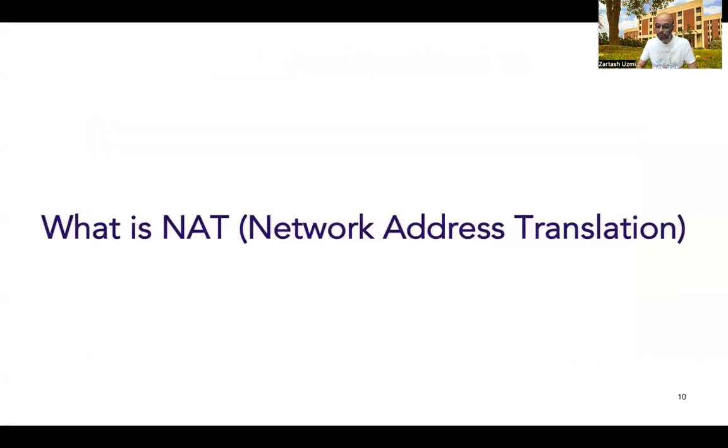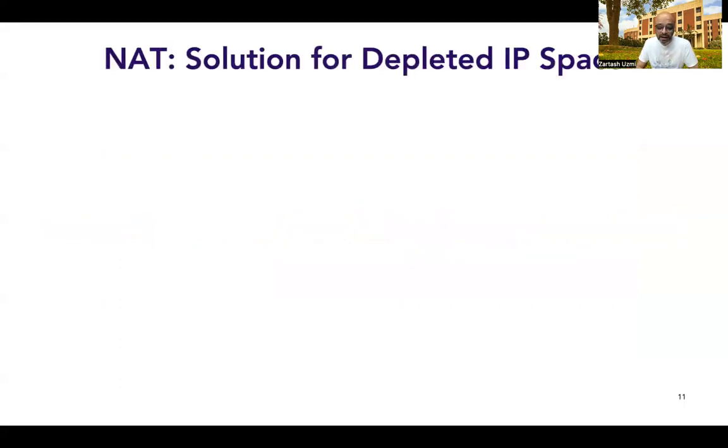So let's take a look at how NATs work. What is a NAT? This is one of the examples of middle boxes that we will jump into in slightly more detail. I just have a few slides about this. So NAT is a solution for depleted IP space. What do we mean by that? Let's consider a few facts here.